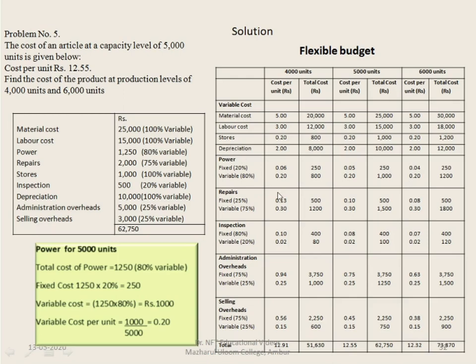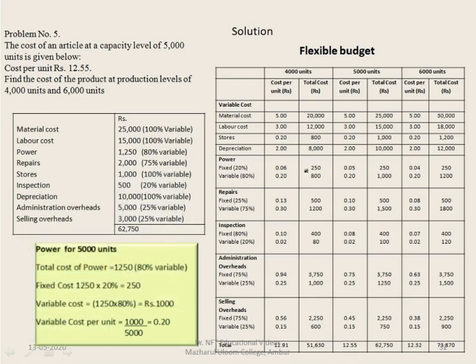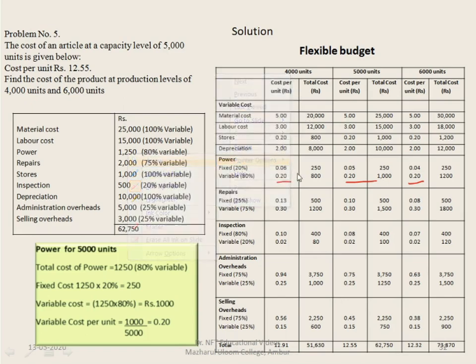Here per unit cost remains constant for all levels of activities. So 0.20, 0.20 and 0.20. 0.20 into 4,000 is 800, 0.20 into 5,000 is 1,000, 0.20 into 6,000 is 1,200.